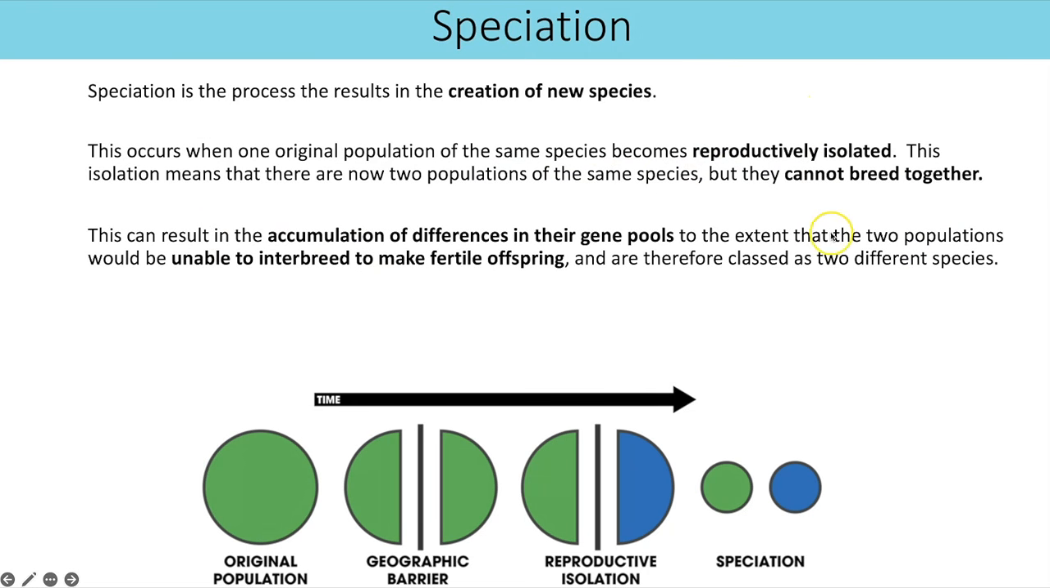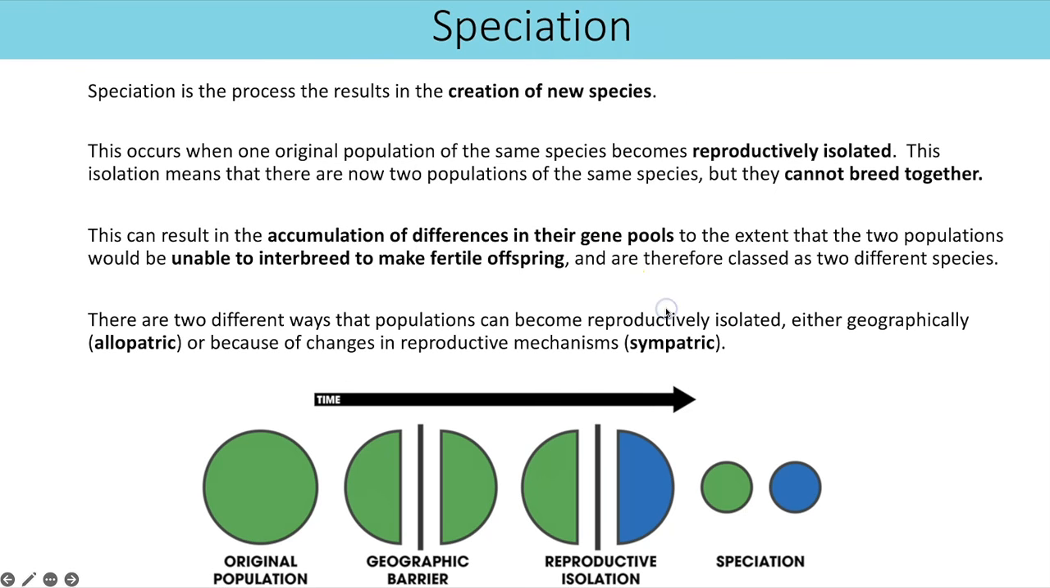And because they're not breeding together, this can result in the accumulation of differences in the gene pools, because they're going to be reproducing separately with individuals in those reproductively isolated populations, so different alleles are going to be passed on. And eventually, they could become so different in their gene pools to the extent that the two populations would be unable to interbreed to make fertile offspring. And that's when they're then classed as two different species.